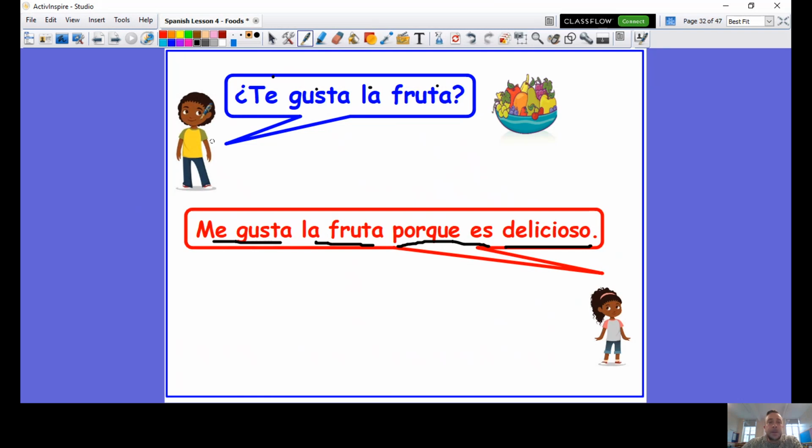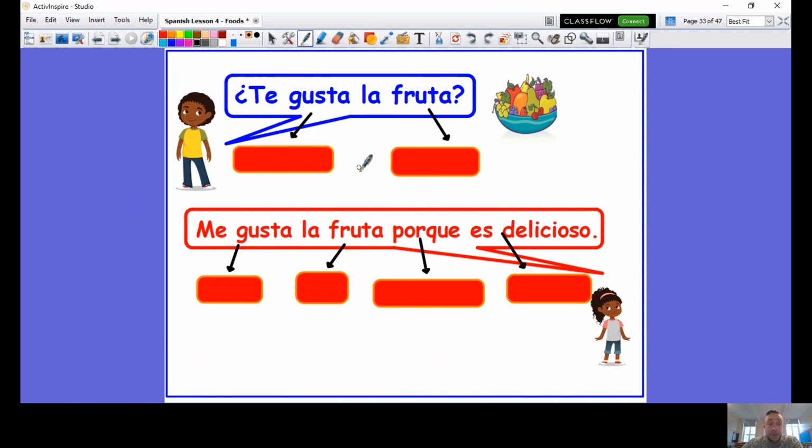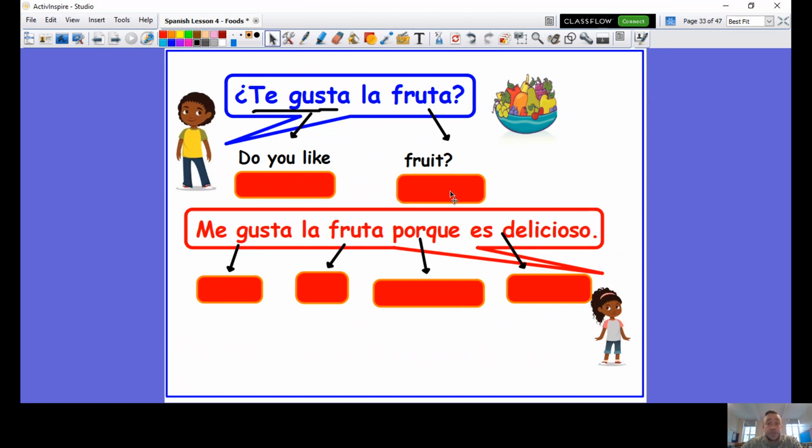Muy bien. Let's do a translation. That's the same as before. We find out what all these Spanish words mean in English. Let's start here. Te gusta. What does that mean? Do you like? Well done. La fruta. La fruta means fruit. Well done. Te gusta la fruta. Do you like fruit? And our girl says, me gusta. What does me gusta mean?